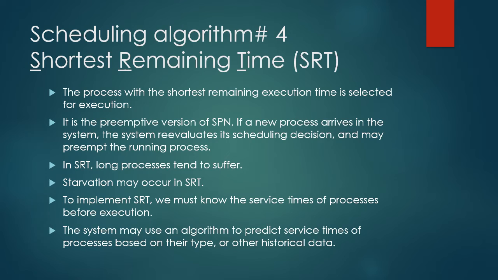Our fourth scheduling algorithm is shortest remaining time, or SRT. The process with the shortest remaining execution time is selected for execution. It is the preemptive version of SPN. If a new process arrives in the system, the system re-evaluates its scheduling decision and may preempt the running process.